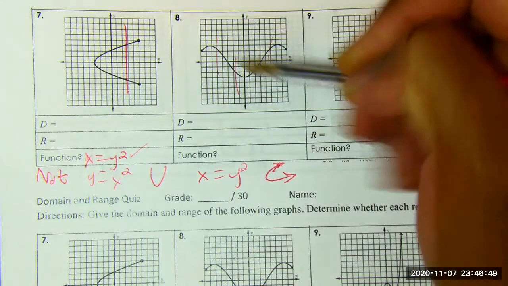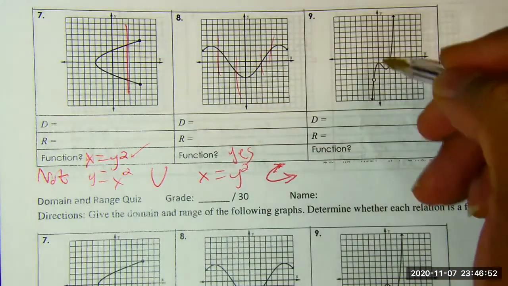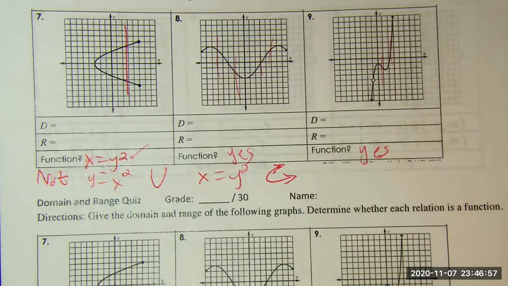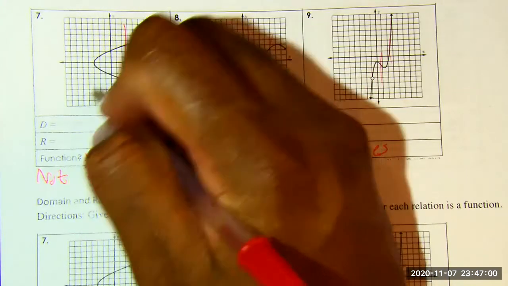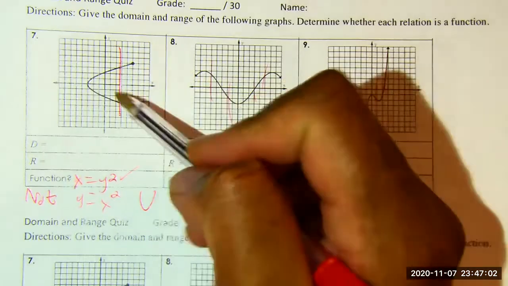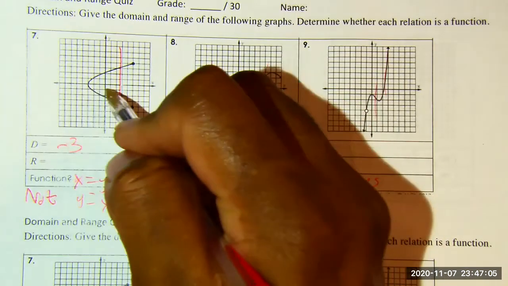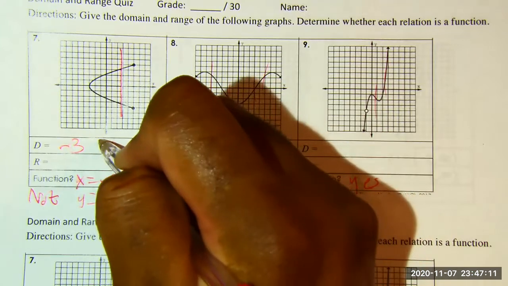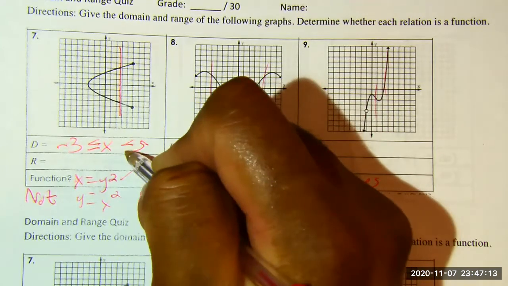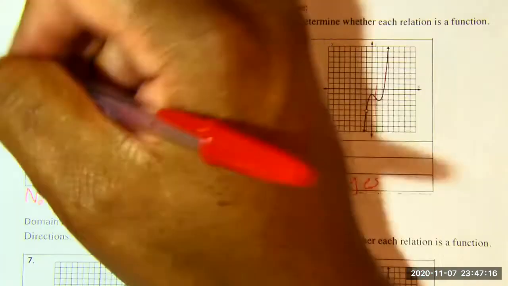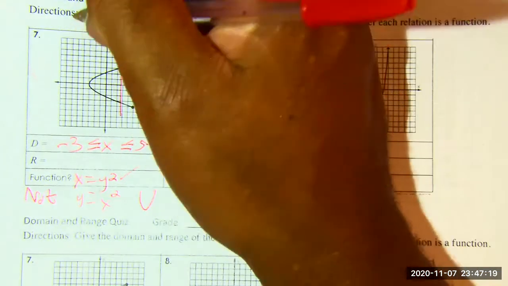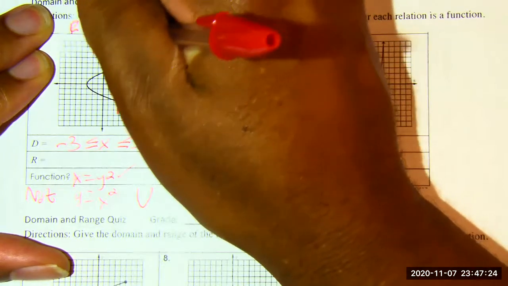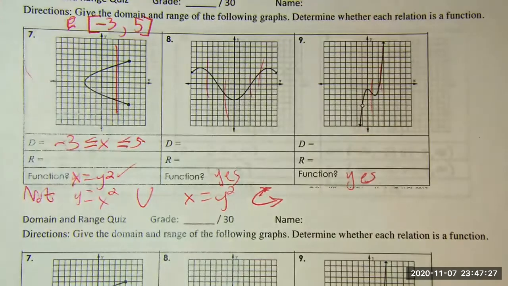It is a function, passes the vertical line test. It is a function, passes the vertical line test. Domain, at least this is an interesting domain: from -3 to 5. X is greater than or equal to -3 and x is less than or equal to 5. You can also write it as bracket, -3, comma, 5, bracket, because it includes the endpoints.